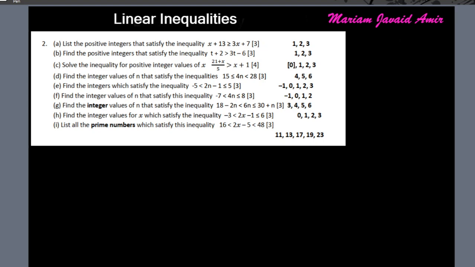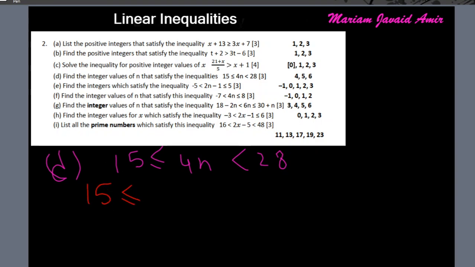Okay. Part D. Find the integer values of n that satisfy the inequality 15 less than or equal to 4n less than 28. Now this has to be split in two parts. First we'll use this region and we'll write 15 less than or equal to 4n. Next we'll be using this portion and we'll write 4n is less than 28.